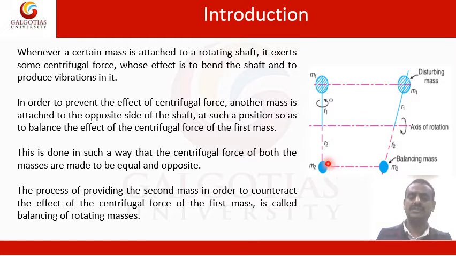In order to counteract that, we add another mass, the disturbing mass, in the same plane as the m2 mass. The disturbing mass also produces a centrifugal force, which will be equal and opposite to that of the balancing mass. So the system is in a balanced state. This is the process of providing the second mass, the disturbing mass, in order to counteract the effect of the centrifugal force of the first mass, the balancing mass. This process is called balancing of rotating masses.